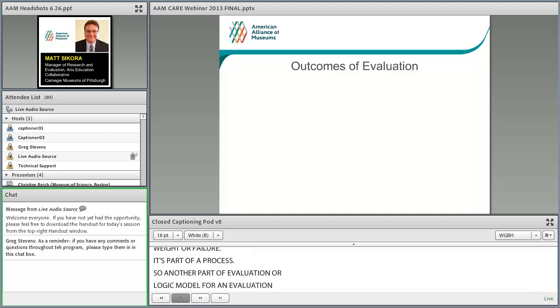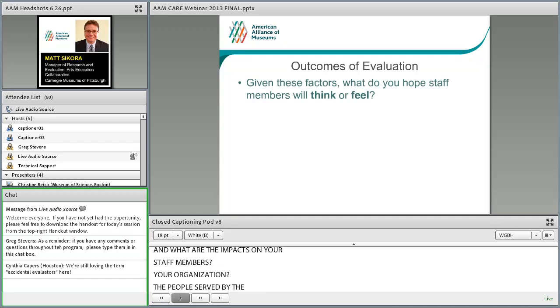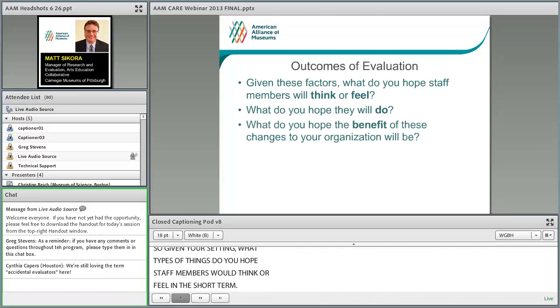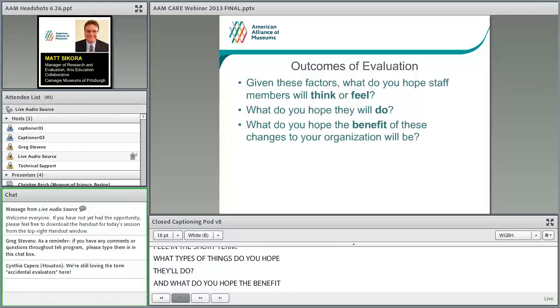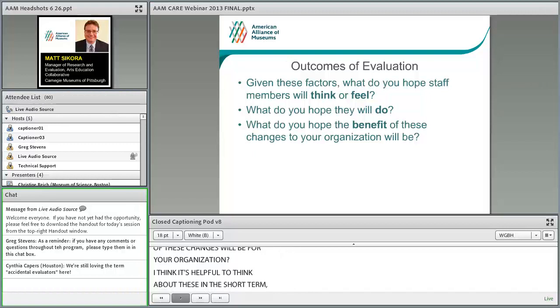Another part of the logic model for evaluation is, again, what is the impact? What are the impacts on your staff members, your organization, the people served by the evaluation? Given your setting, what do you hope staff members will think or feel in the short term? What do you hope they'll do? And what do you hope the benefit of these changes will be for your organization? I think it's helpful to think about these things in the short term, maybe a year out, then maybe 3 years out, and then maybe 5 years out.